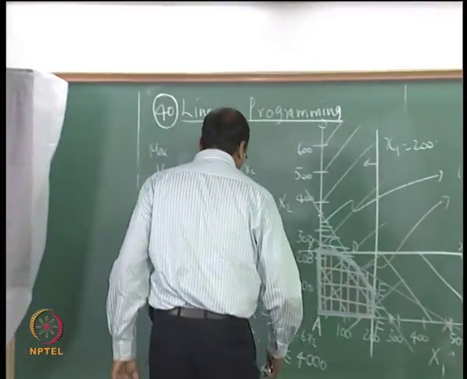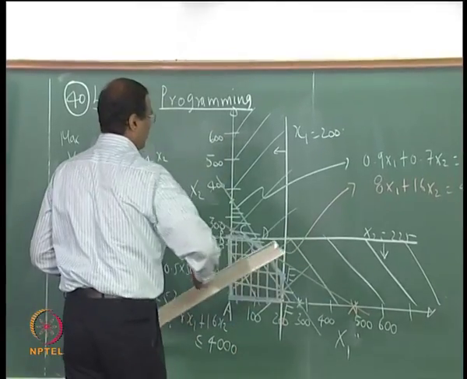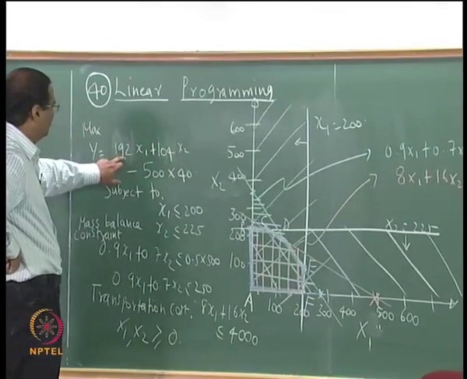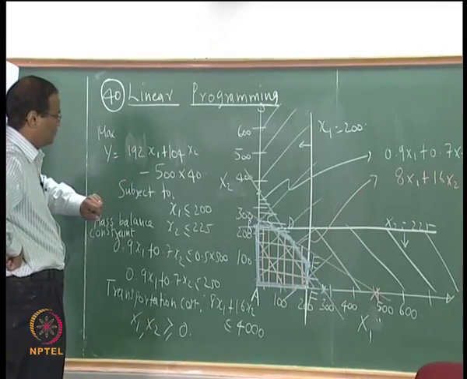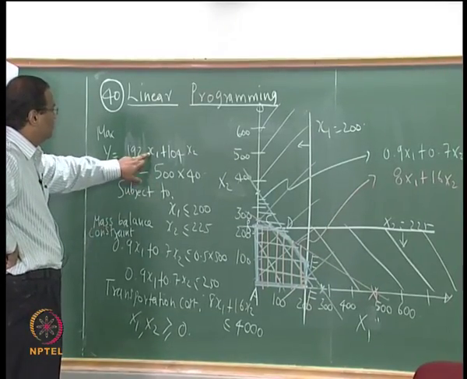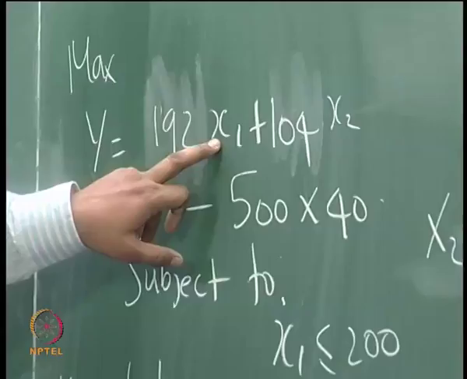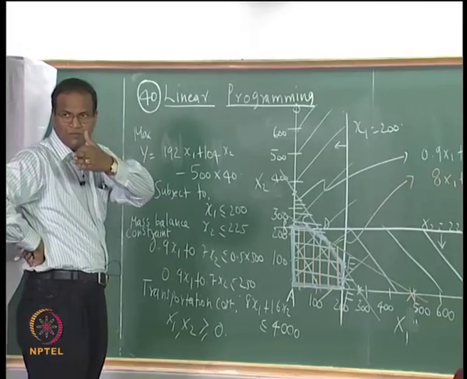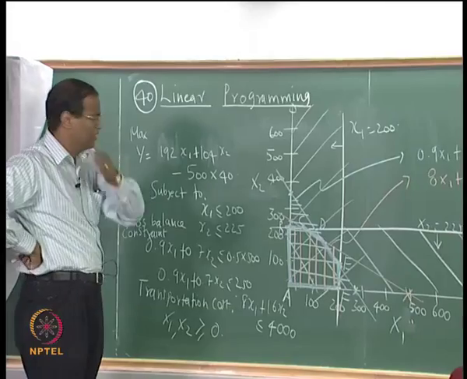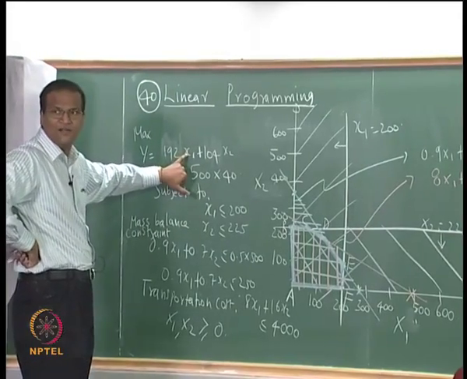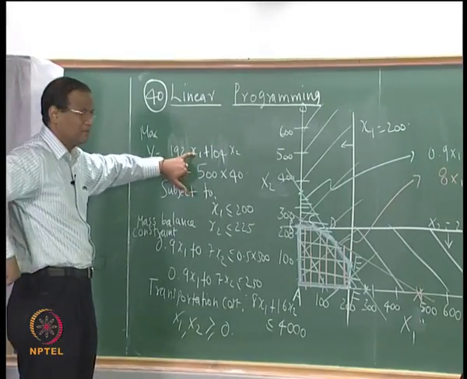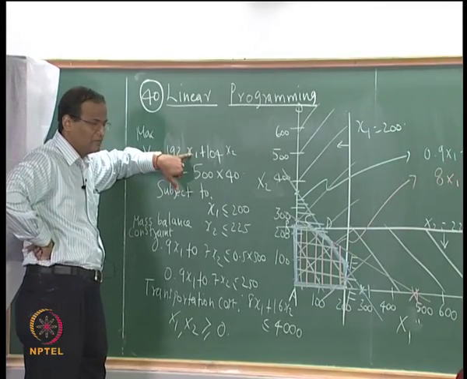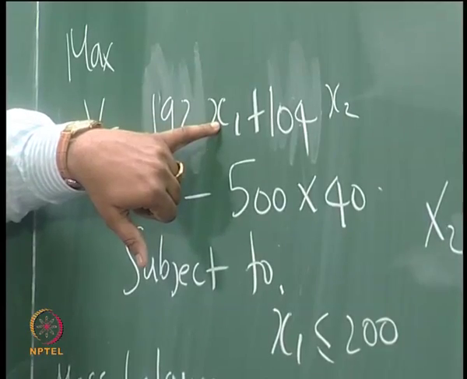Now how will the iso-objective lines look like? Take one iso-objective line. Please take x1 equal to 500. Can somebody do that? x1 equal to 500 and x2 equal to 2. Abhinandan, can you do this? x1 equal to 500. No, x2 equal to 0.